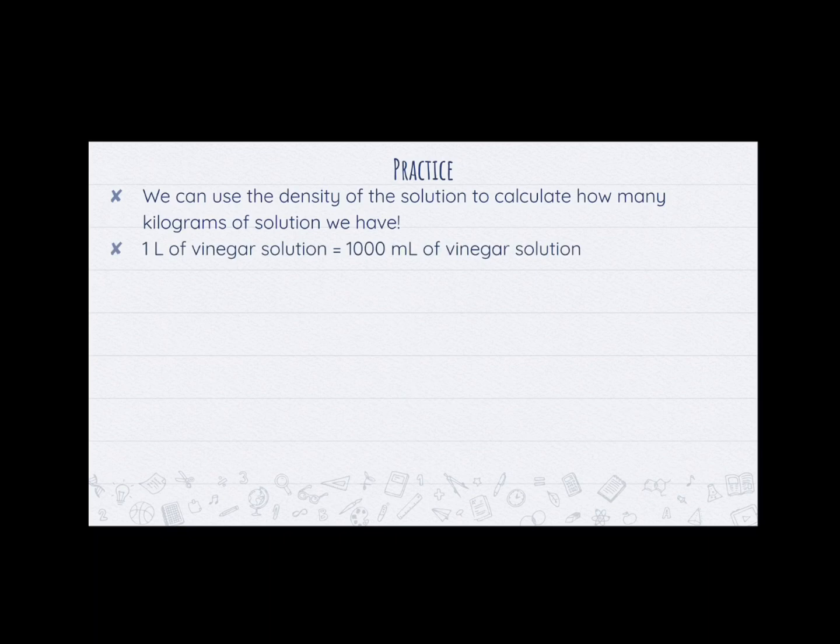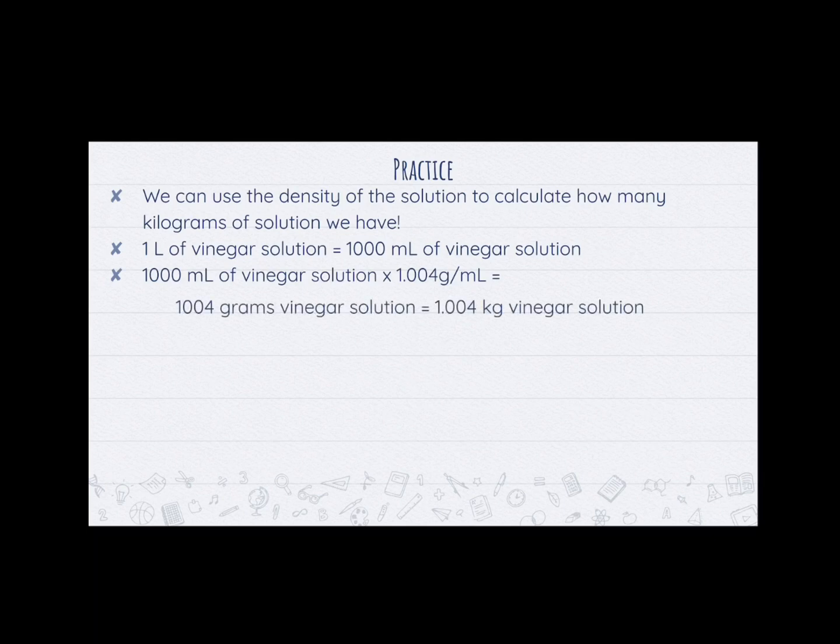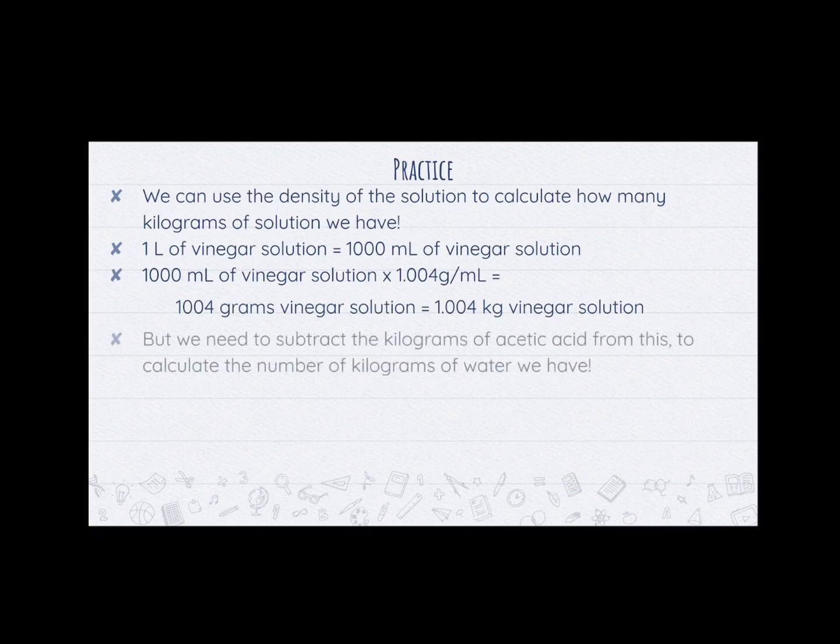And then I know my density. Density is grams per milliliter. It looks a little bit like this. So if I'm multiplying those two together, I would get 1,004 grams of vinegar solution, which if I'm converting that to kilograms, is just 1.004. So all I did was use my density to figure out grams, or kilograms, of vinegar. So we need to subtract the kilograms of acetic acid from this to calculate the kilograms of water that we have.